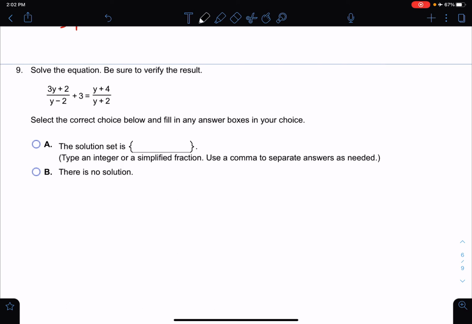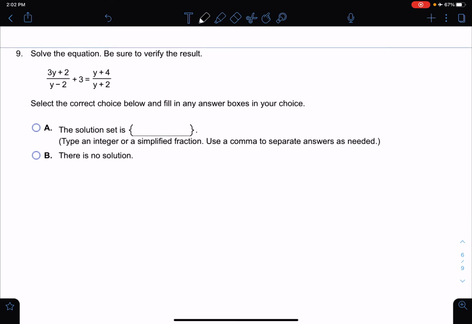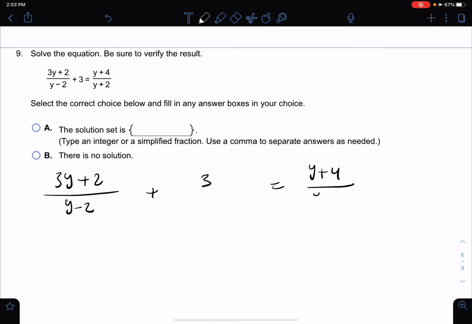Anyways, let's look at number 9. Number 9 says solve the equation, of course. So I'm going to have some space as usual. 3y plus 2 over y minus 2 plus 3 equals y plus 4 over y plus 2. Wow, some serious lag here. There we go, y plus 2. Okay, now that 3 is a whole number, and if you want to put a 1 so you know that's the denominator, you can already see the factors in the denominator, so you can see quickly that our LCD is y minus 2 times y plus 2.